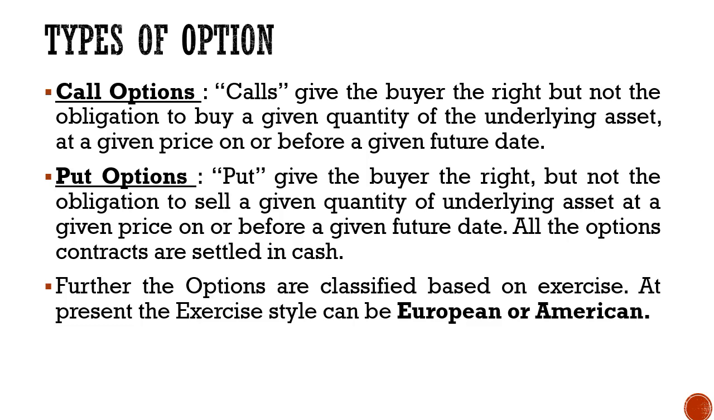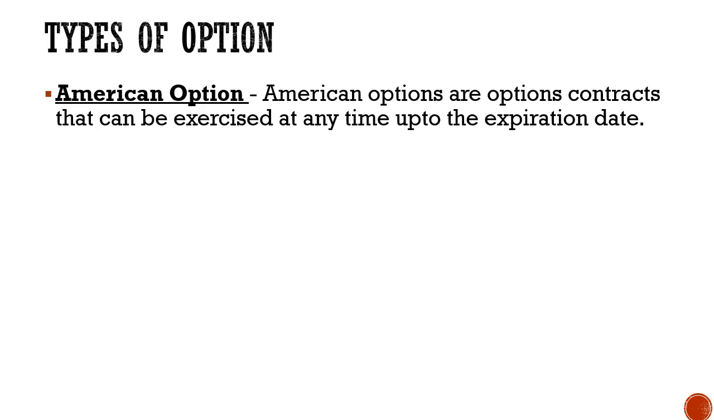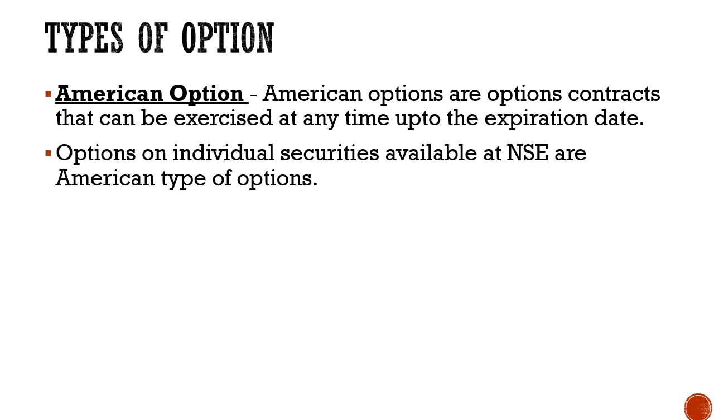Now, further, the options are classified based on the exercise. At present, the exercise styles can be either European options or American options. Now, what are American options? American options are options contracts that can be exercised at any time up to the expiration date. So, up to the expiration date, you can go into the contract and exercise it. Options on individual securities available at NSE are American type options. So on individual securities, if an option is available at NSE, then they are American types of option.